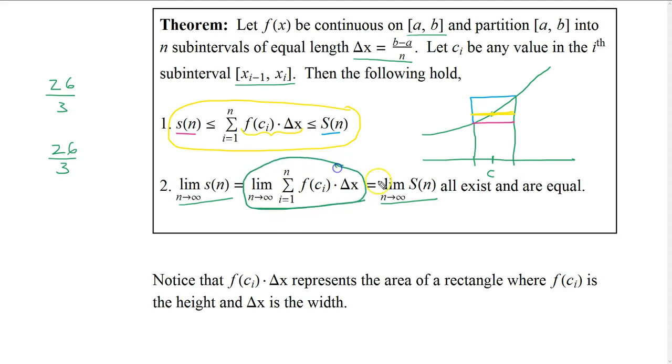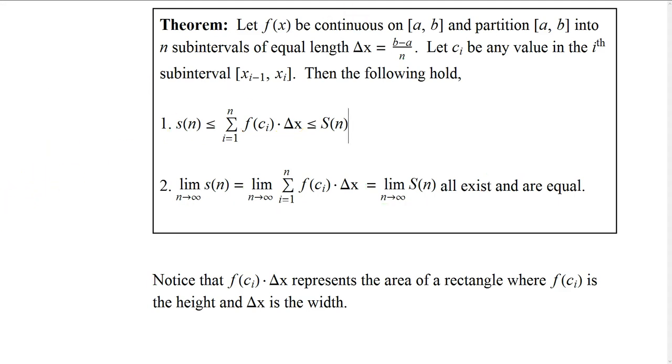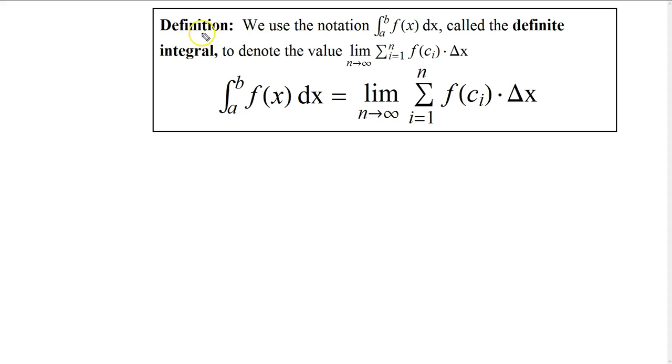And so this is a very important result to note. What it's saying basically is that it doesn't matter where you evaluate the height of your rectangles for a continuous function. In the limit as n goes to infinity, you will get the same value. And so we have this definition resulting from this. Here we have our definition for the definite integral. We use this notation. This is called the definite integral to represent the limiting value of our approximating sums.